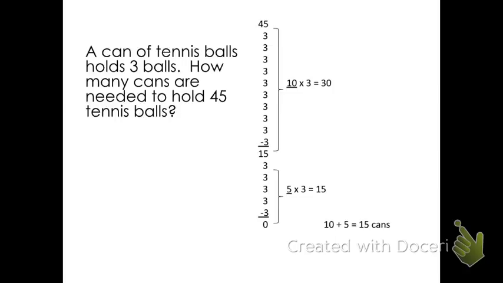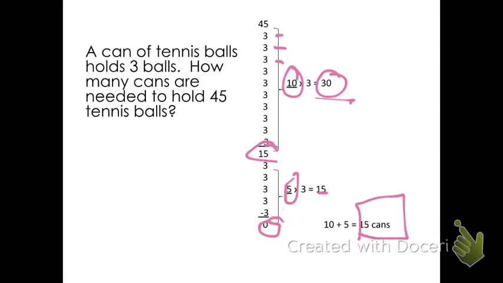If you notice over here on the right side, there are groups already created for us. On the far right side, they grouped up 3 ten times to give us 30. So I've already subtracted 3 ten times. Well, we are then still at 15. I still need to continue subtracting until I end up at 0. So we continue subtracting 5 more times to get from 15 to 0. My total number of times that I subtracted was 10 up here and then 5 down here. So that is the number of cans that I would need to hold 45 tennis balls.